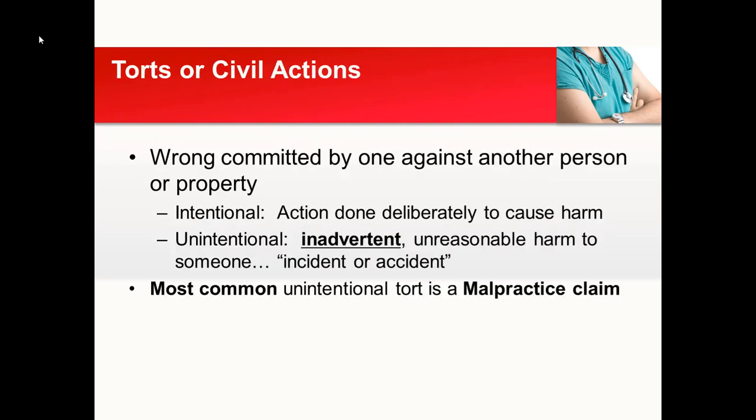Know the different torts. An intentional tort is a wrong committed by one person against another person deliberately. An unintentional tort is a wrong committed by one person against another person or property that was not done on purpose. An accident. The most common unintentional tort is a malpractice claim.